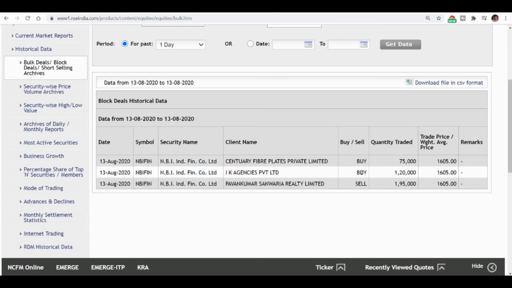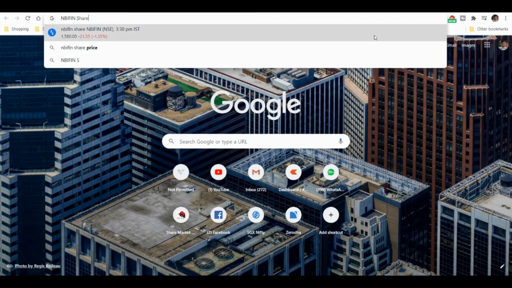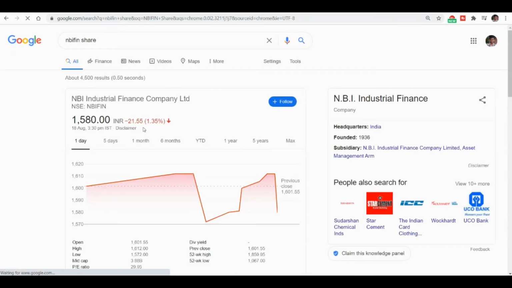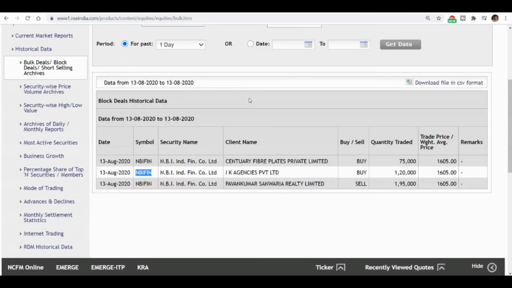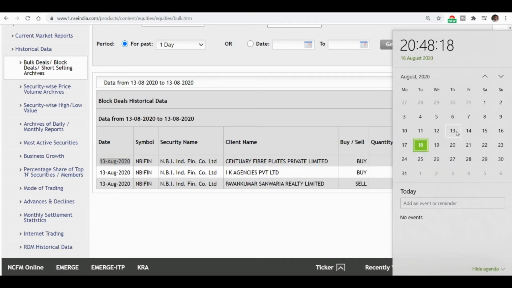Now let us see what happened to this share, NBIFIN. We will also see some of the other shares after what happened to the block deal after it was executed. So here, let us see the date it executed. 13th August it got executed, and now the date is 18th August. It was executed on 13th Thursday. It's been 3 days after the block deal was executed.